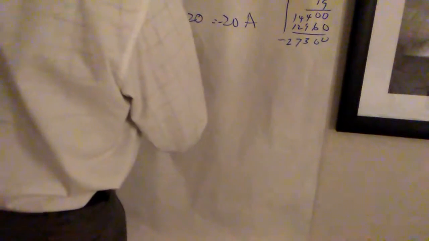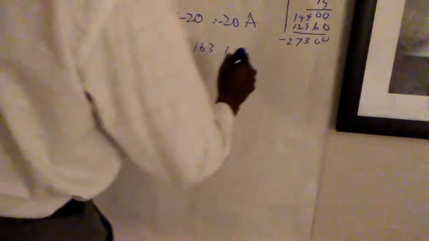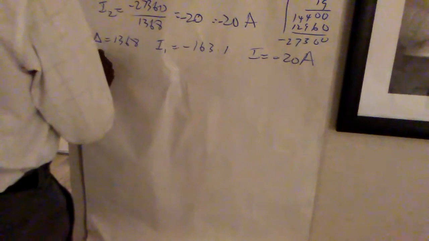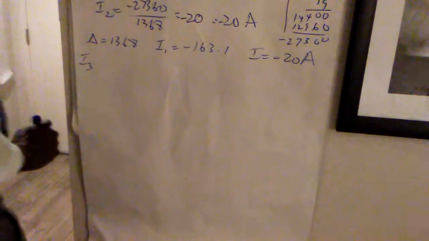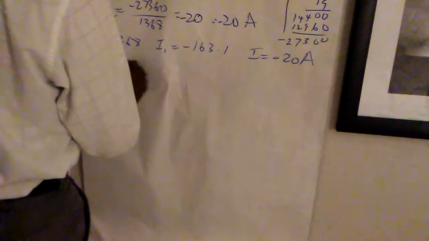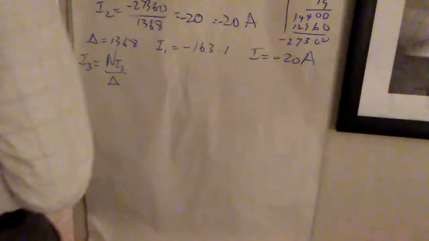And we found I1 to be equal to negative 163 point something, and we found I2 to be equal to negative 20 amps, exactly. Now we're going to calculate I3. We know I3 is equal to N I3 over delta, and delta is the same 1368.